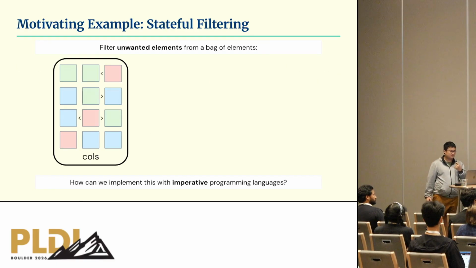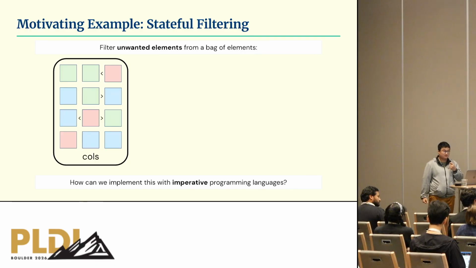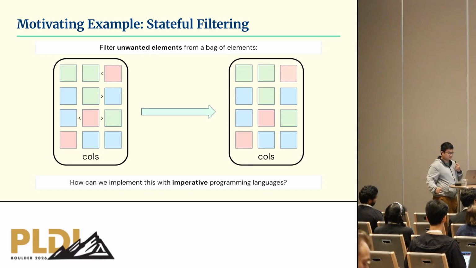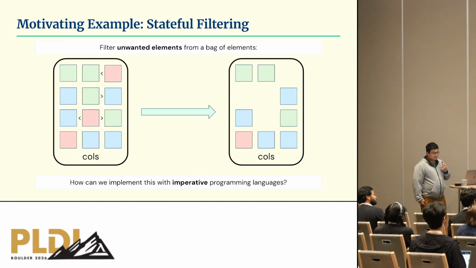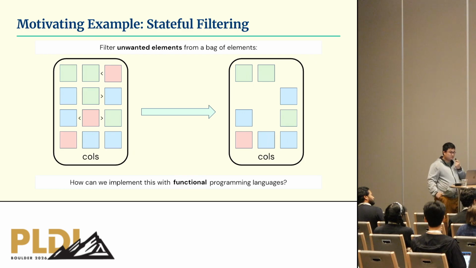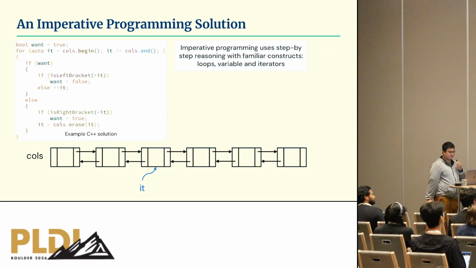Suppose we want to filter the unwanted elements from a bag of elements. For example, we want to remove all the colors from this bag of colors that are surrounded by brackets like this. So how can we implement this with imperative programming languages, and how can we implement this with functional programming languages? It turns out that the solutions in both paradigms are very different and inspiring. Let's first look at an imperative programming solution.